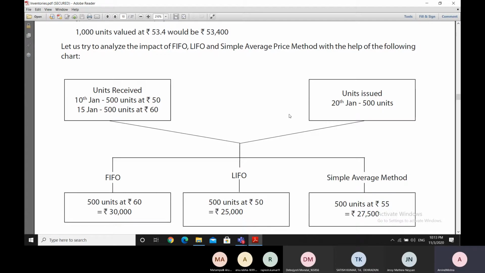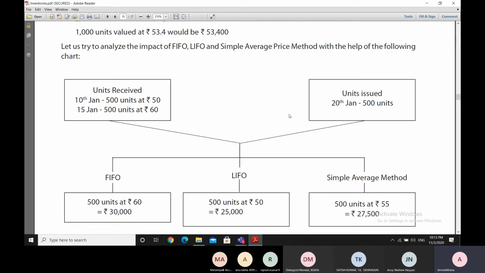Now, if we were to use the Fifo method, the first in, first out method, we would assume that the 500 units that we have issued were the ones that we had purchased on 10th of January, because first in and first out. And therefore, the units that we are left with are those units which are valued at the latest cost, or the rupees 60 cost. So therefore, we'll value the inventory of 500 units at rupees 60, and we'll arrive at an inventory valuation of 30,000 rupees.